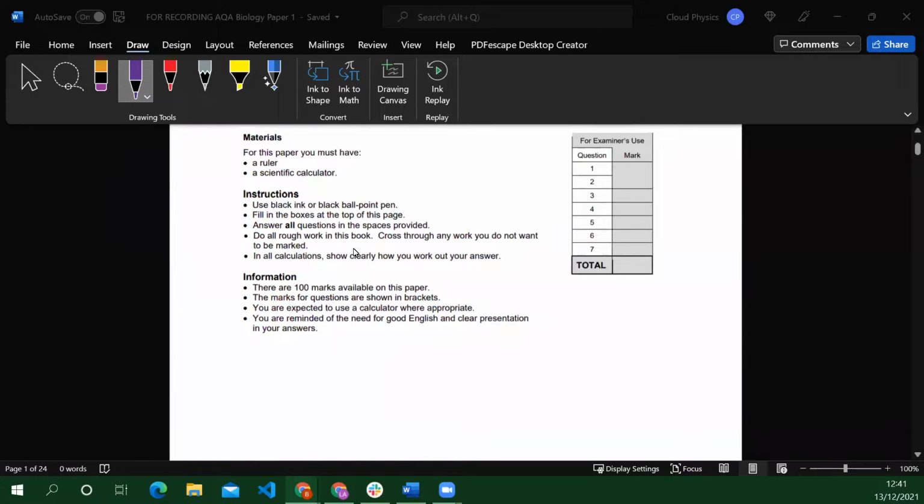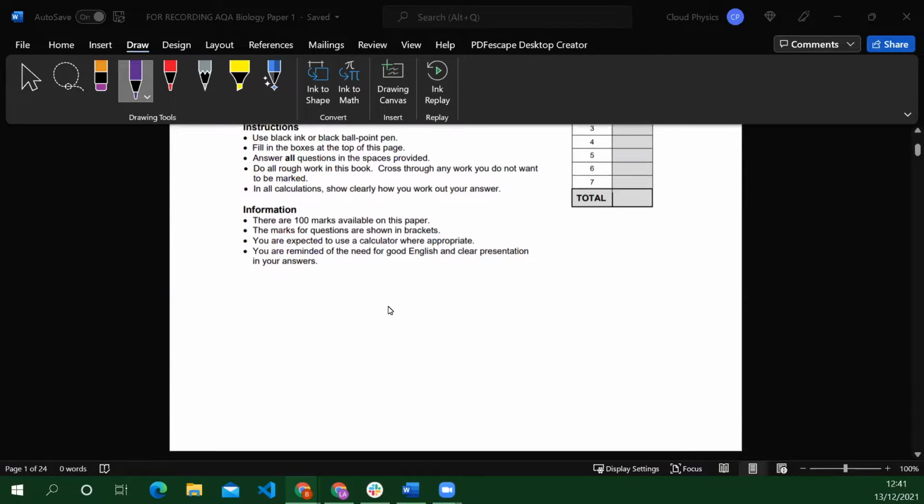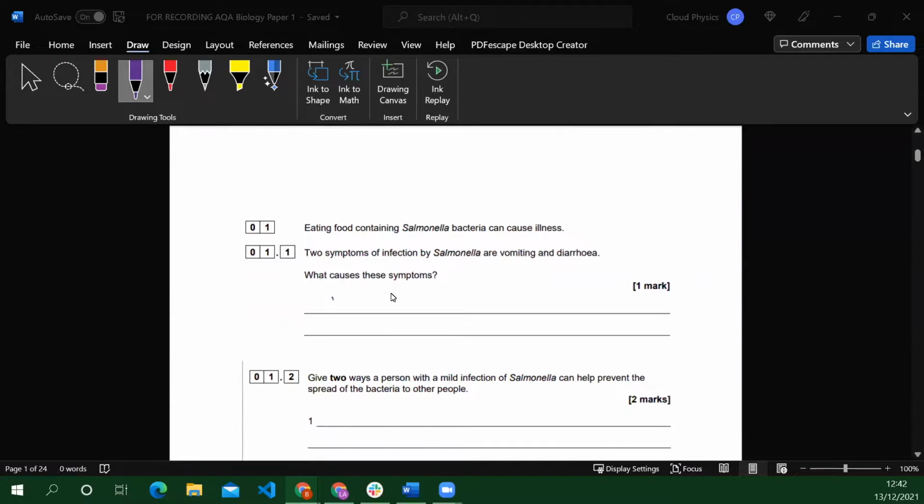It says do all rough work in this book. Cross out any work you do not want marked. Show calculations. Even in biology, there's still a maths bit in it. Okay. Let's get on with the questions.